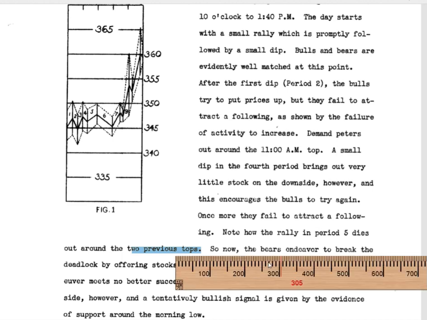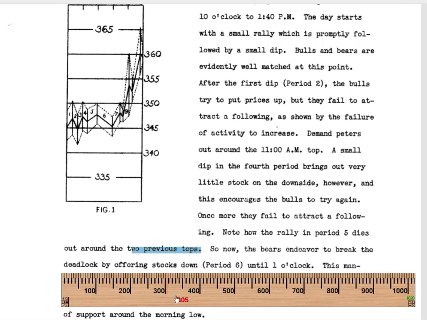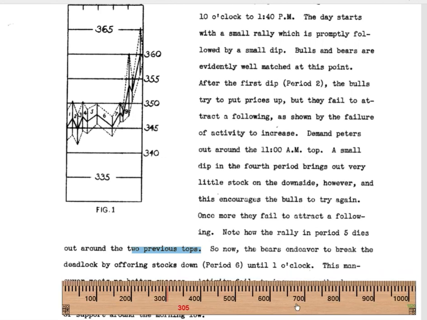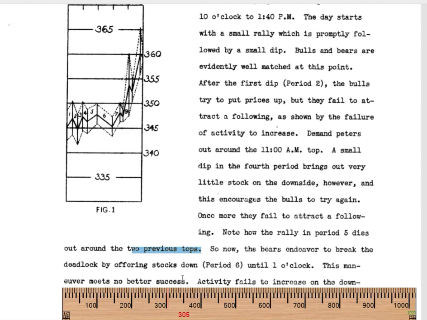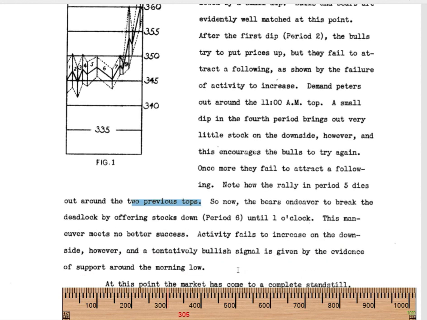So now the bears endeavor to break the deadlock by shorting, by offering stocks down. This maneuver meets no better success. Activity fails to increase on the downside, however, and a tentatively bullish signal is given by the evidence of support by the low. All he's saying is it goes to support. It's a tentative bullish signal because you're at support, not a full-blown bullish signal. You have to analyze the wave. So in period 6, it goes all the way down near period 1 and 2. Period 6 goes to that support area. Let's see what happens at that support area.